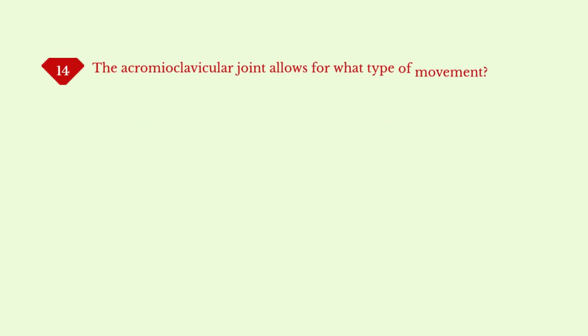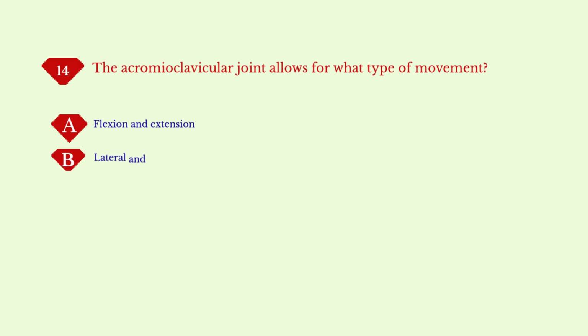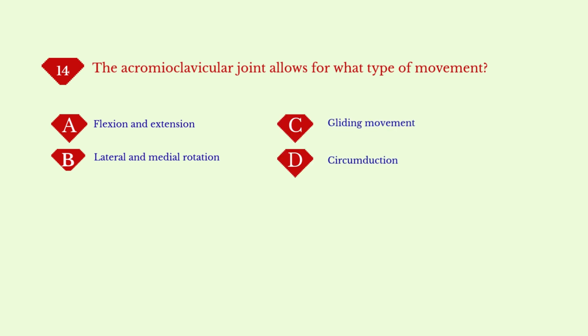The acromioclavicular joint allows for what type of movement? A. Flexion and extension. B. Lateral and medial rotation. C. Gliding movement. D. Circumduction. Answer: C.